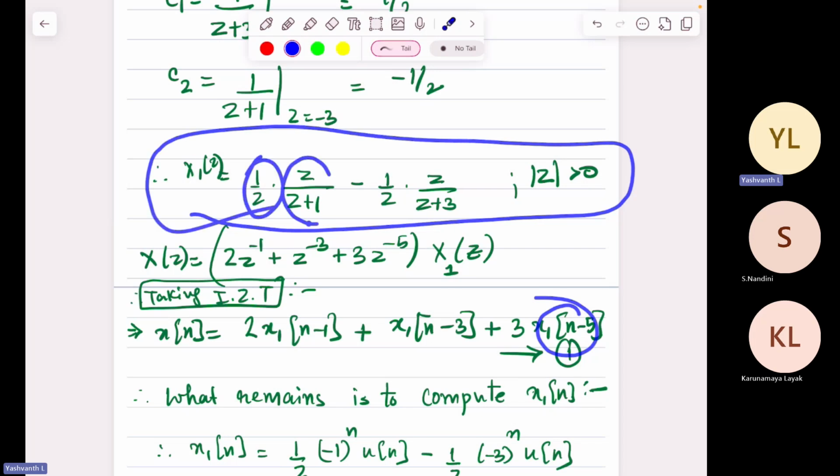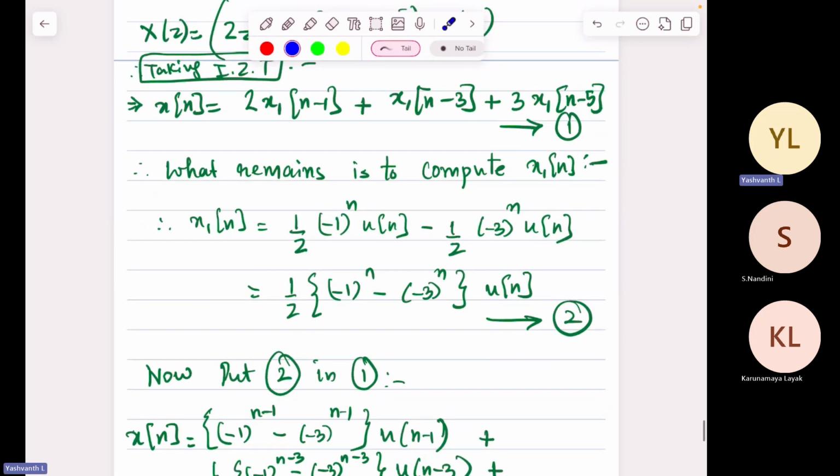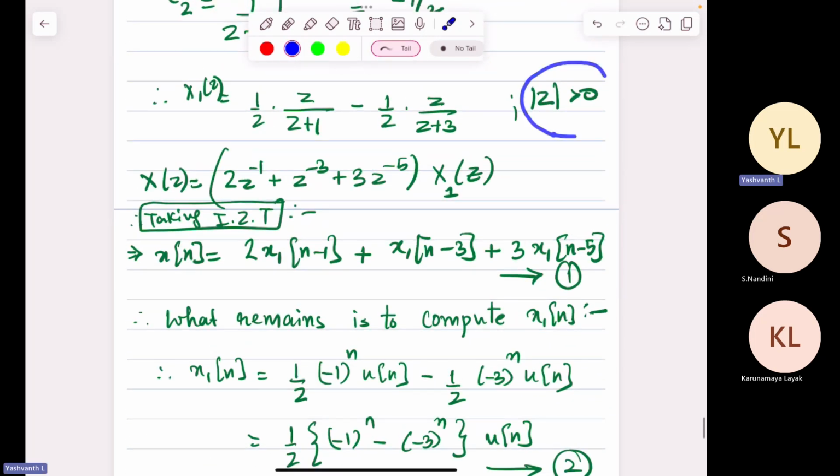Half into z by z plus 1 minus half into z by z plus 3 for ROC greater than 0. ROC greater than 0 means it's the exterior part of the circle. Here it's a circle with radius 0, just the origin, but still the exterior part. So x of n should be a right-sided signal.